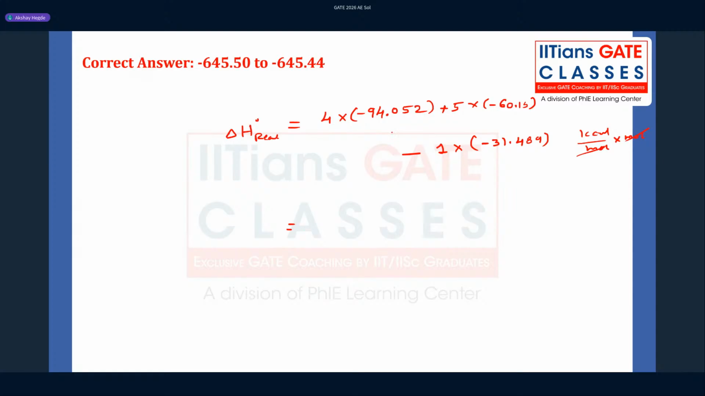Okay. Now it is straightforward. If you substitute everything back, we will get minus 645.47 kilocalories. So this much energy is released. Now, what does this negative sign mean? This is very important. You have to put the sign in along with the number. The negative sign means it is an exothermic reaction. That means heat is being released during the reaction. Okay.